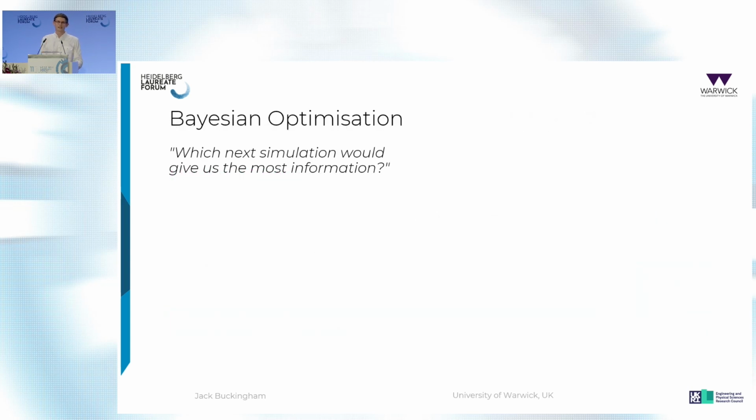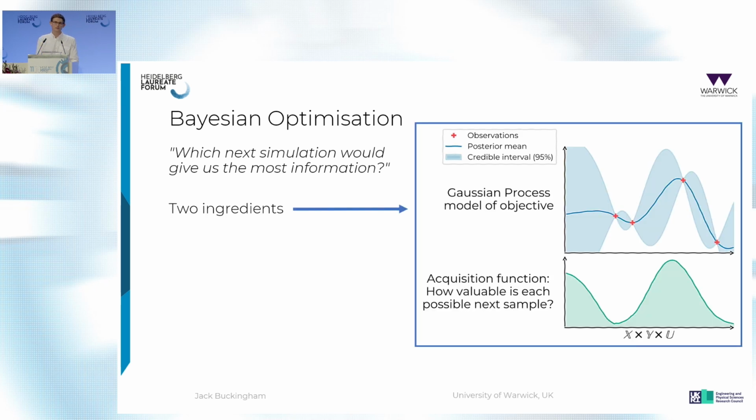Bayesian optimization is a sample-efficient optimization technique which aims to choose the next simulation or experiment to maximize the amount of information we learn about the maximum of the objective. It uses two main ingredients. The first is a model, like the one shown in blue, and this is often a Gaussian process, and it's used to capture what we already know about the problem. And then secondly, an acquisition function, shown in green, is maximized to give the next sample location.